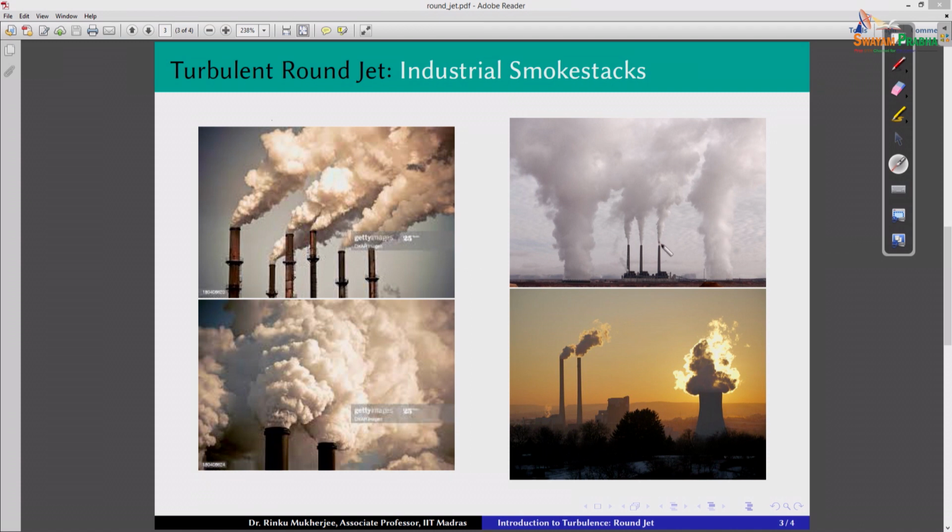If you see here, it seems to be attached almost here, and then it kind of spreads out. Okay, so I think what we will start doing is the math of turbulent round jets from next class, so we will stop here, and that's what we will take up in the next one.